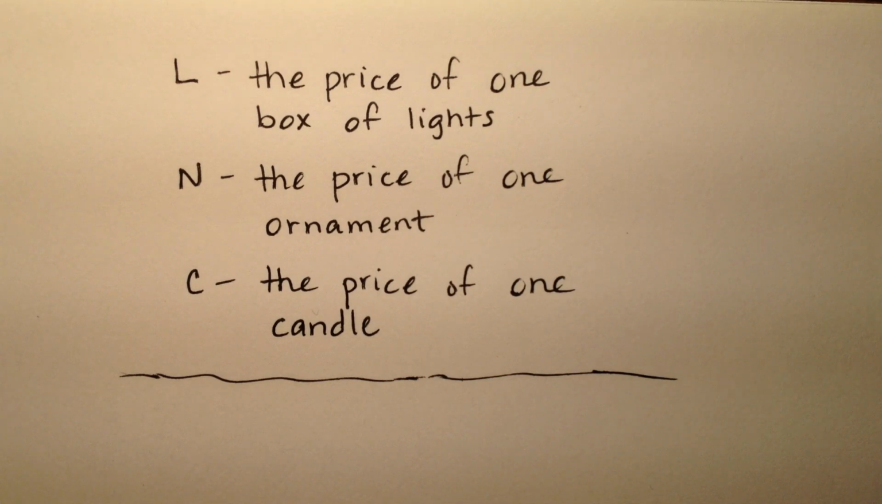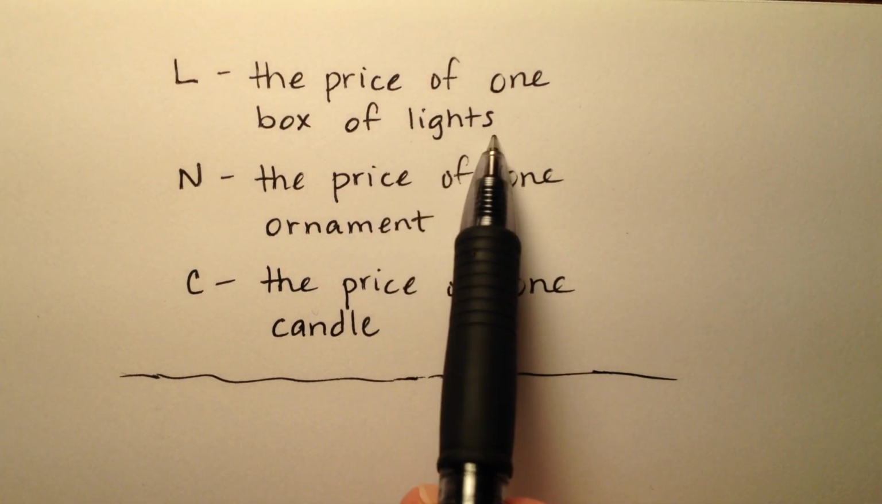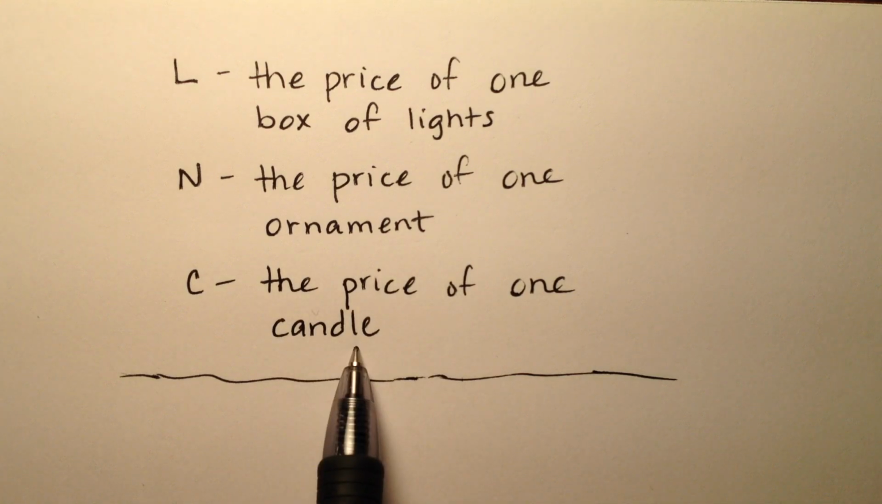In this example, we're going to work through the word problem that says Joan, Anna, and Natalie went shopping for Christmas decorations at the same store. And so we have some purchases that were made, and they bought lights, ornaments, and candles.